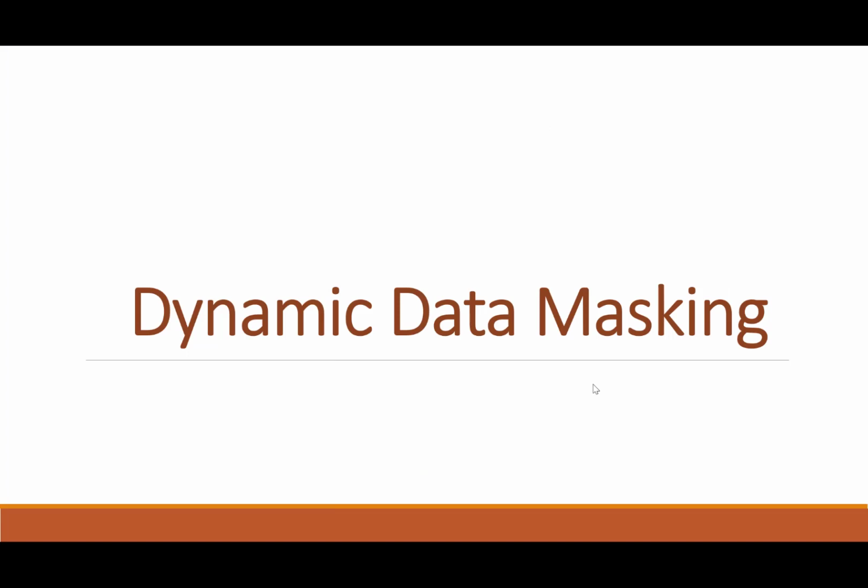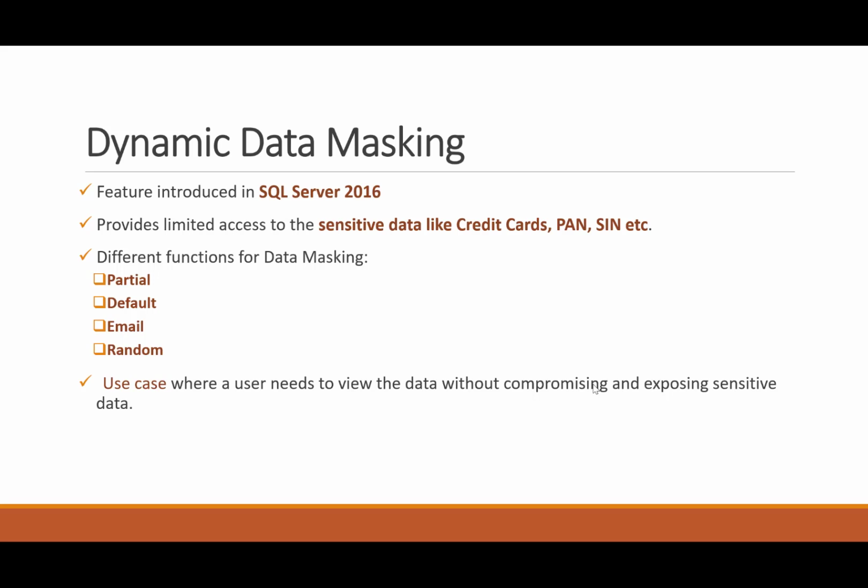Today's video is about dynamic data masking. Dynamic data masking was introduced in SQL Server 2016. It provides limited access to sensitive data like credit cards, PAN, SIN numbers, or social insurance numbers. There are different functions for data masking which we can use, like partial, default, email, and random, and every function has a different composition of hiding the sensitive data, which we'll go through in this video.